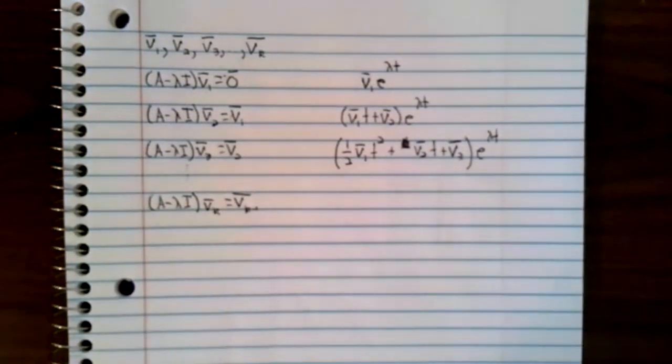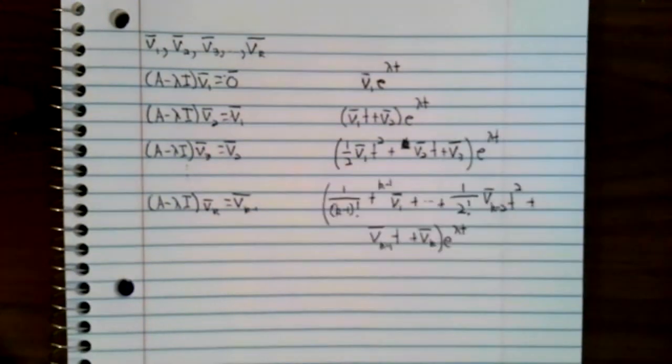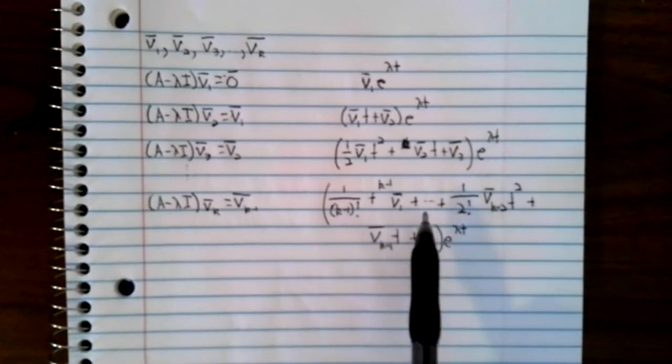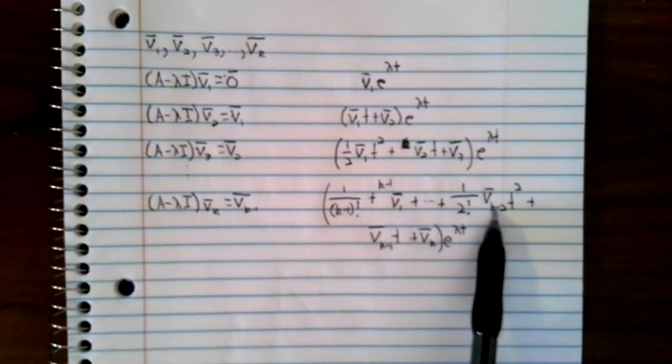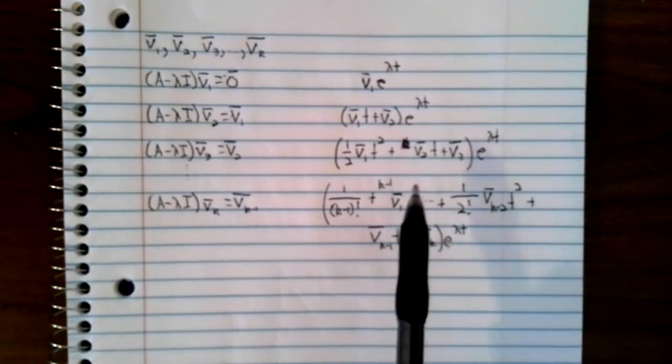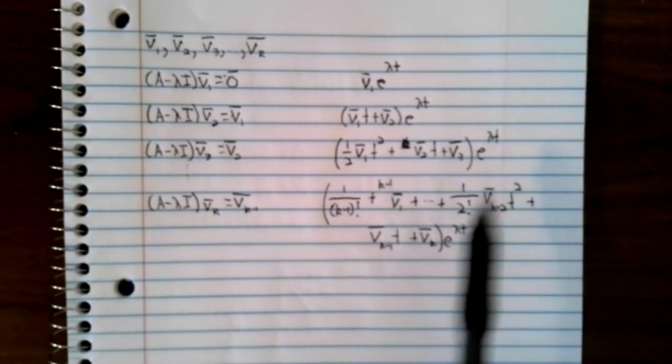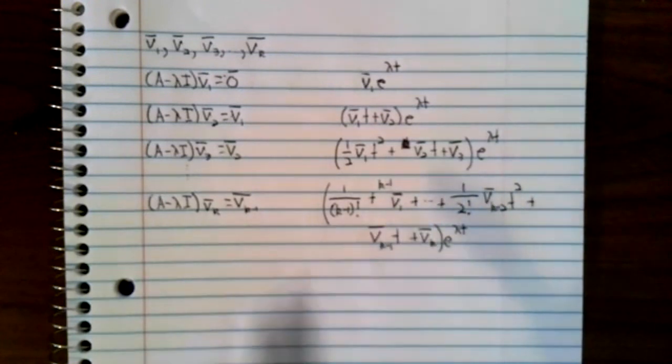And the general formula is this unappealing looking thing. Note that as the v's go up, the powers go down.